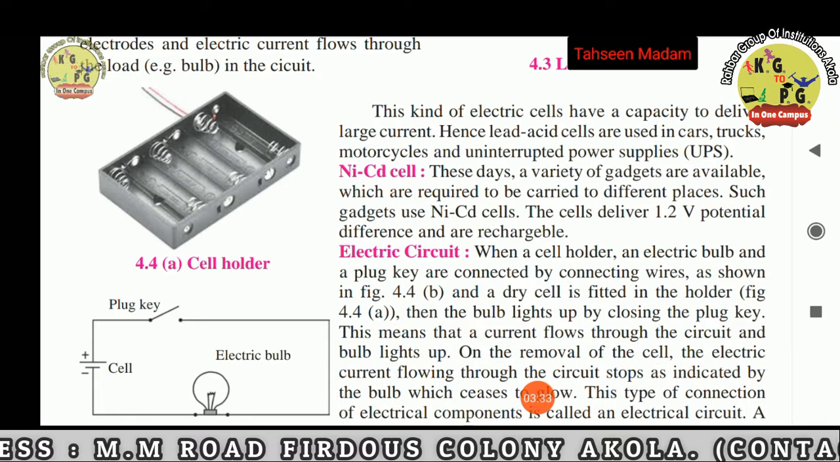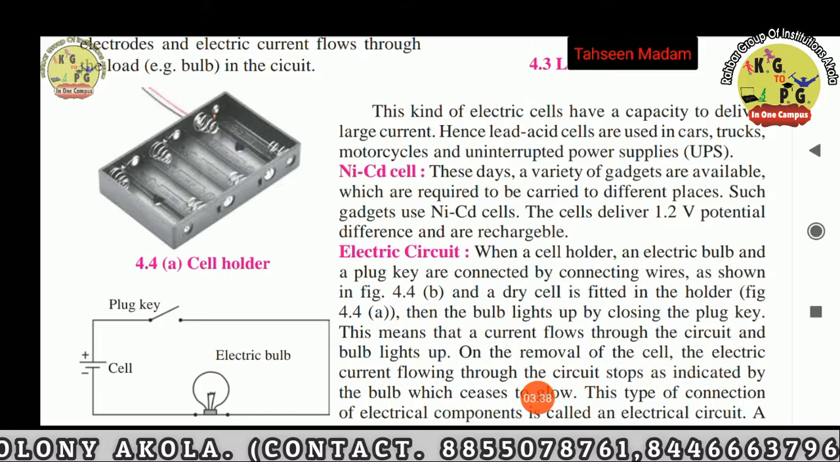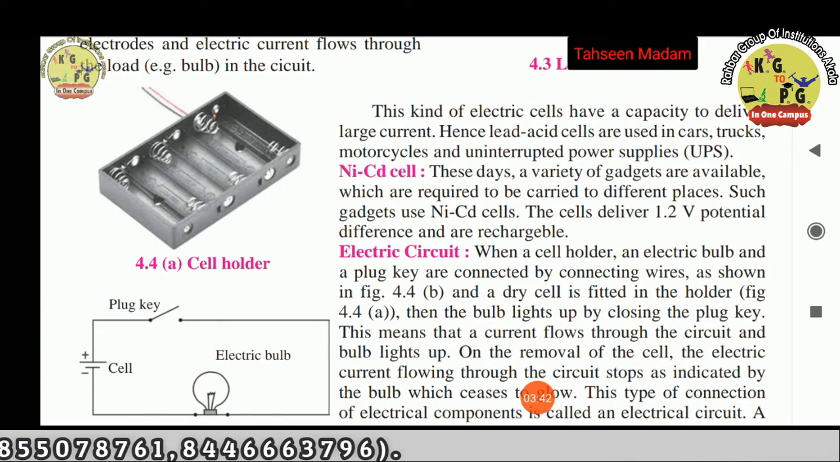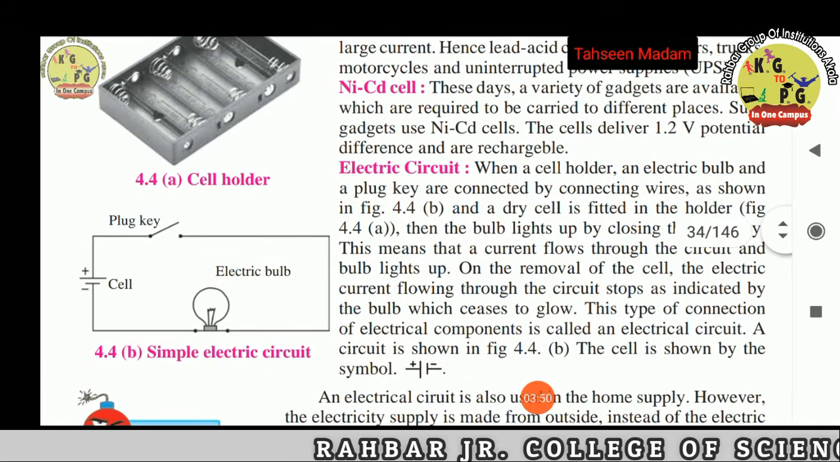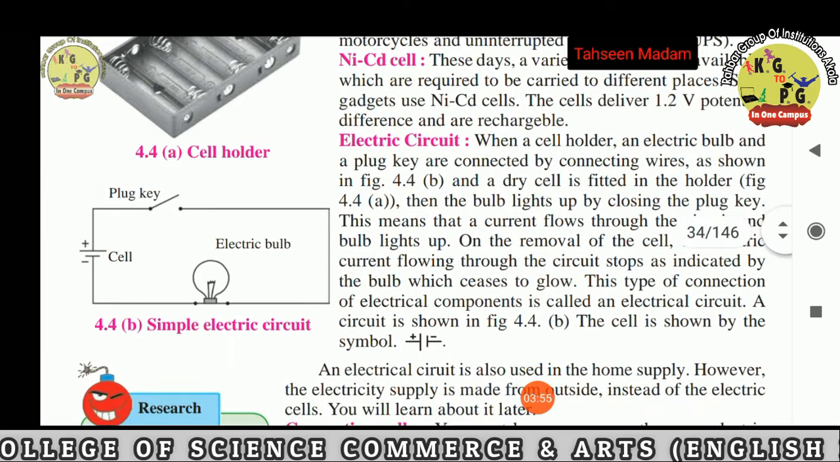These days, a variety of gadgets are available which are required to be carried to different places. Such gadgets use nickel and cadmium cells. These cells deliver 1.2 volt potential difference and are rechargeable. Electric cell.